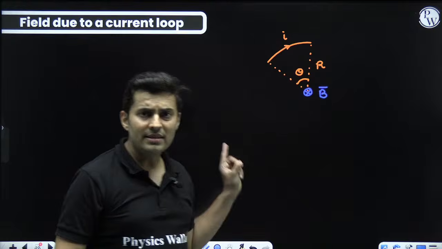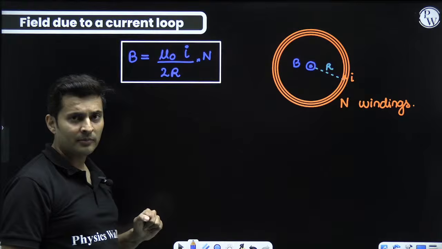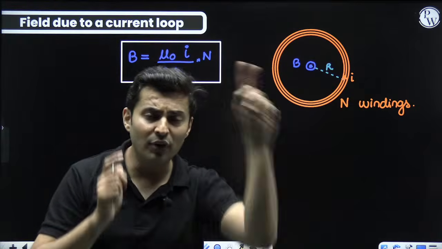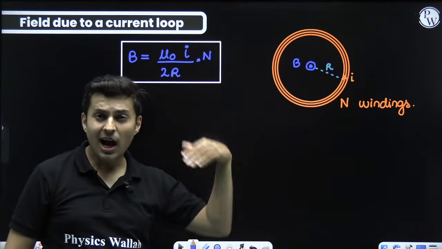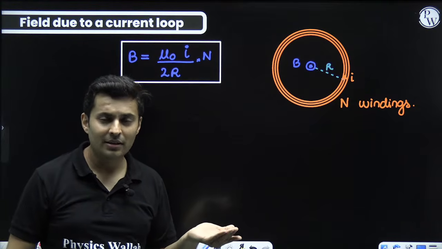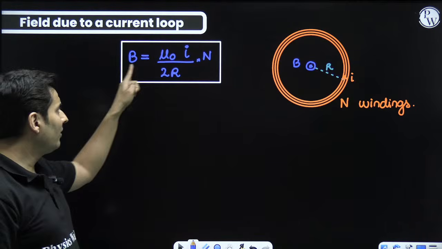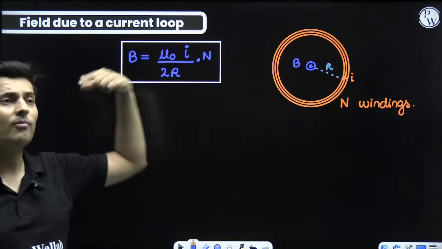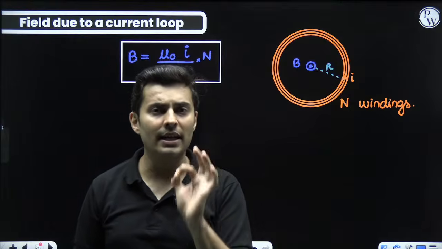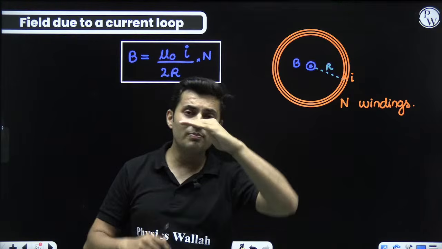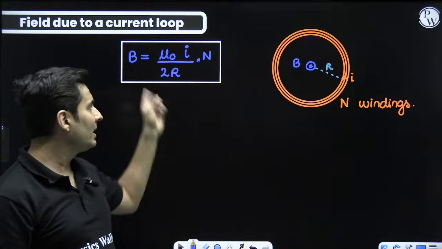If it was a complete circle, then the magnetic field would have been mu naught I by 2r. But if it is half of that circle, then it will be mu naught I by 2r into half of the total circle. Correct? If it was a quarter of a circle, then it will be 1/4 of the field as generated by a complete circle. Meaning, how much magnetic field is generated at the center depends on how much part of the circle you are considering. Because if there are n windings, you are multiplying it by n.